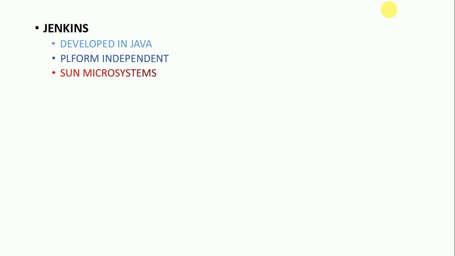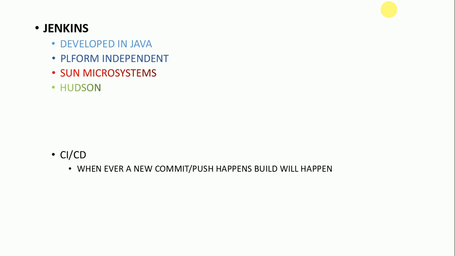Sun Microsystems developed Jenkins, and the previous Jenkins was called Hudson. Recently they renamed it to Jenkins. If anyone asks you about Jenkins, it is Hudson. Okay, it's a Hudson project. It runs on plugins. Yesterday we saw CI/CD. So what is CI/CD? CI is continuous integration and CD is continuous deployment or delivery.